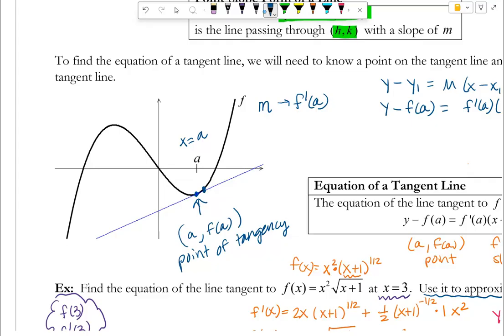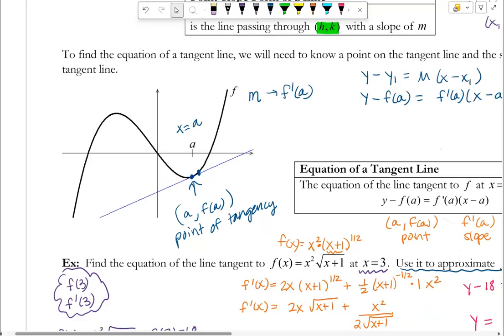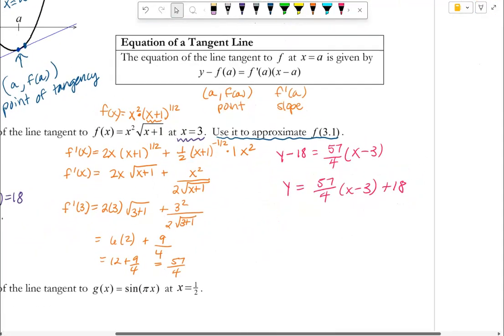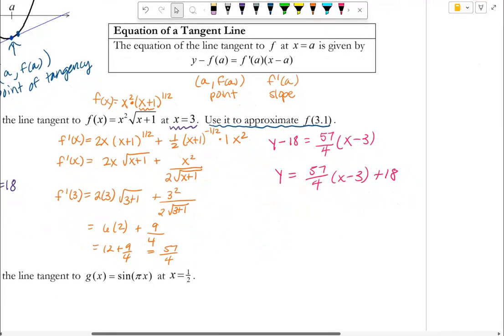If I go too far away, if I try to use this tangent line to approximate a point on my curve, I'm going to get a point on the line when my curve is way, way, way up there. So anytime we do this, we only want to do a tangent line approximation when we're really close to our point of tangency. So x equals 3.1, well, that's pretty close to x equals 3.